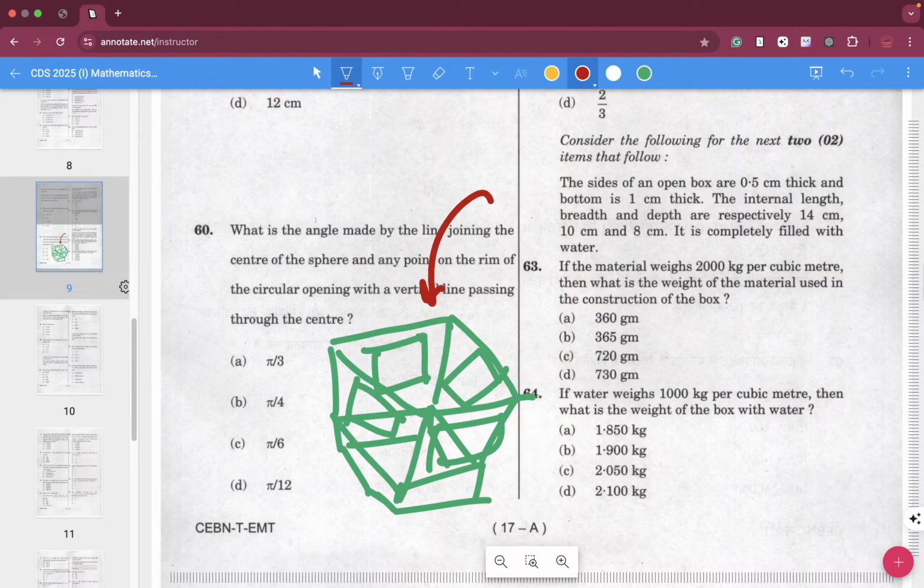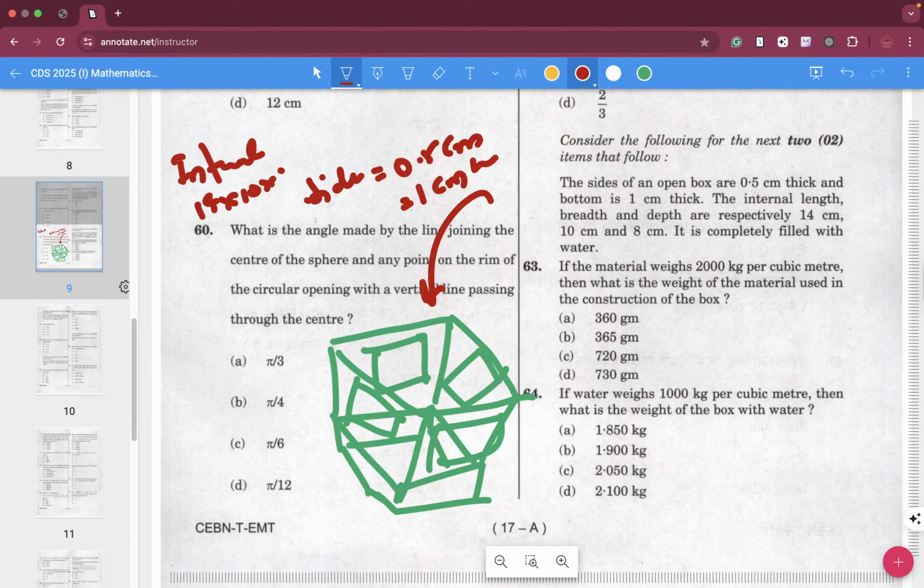The question they have asked, they are saying the sides of the open box are 0.5 centimeter thick, bottom is 1 centimeter thick, right? Internal length, breadth and depth, okay, is 14 into 10 into 8, okay?